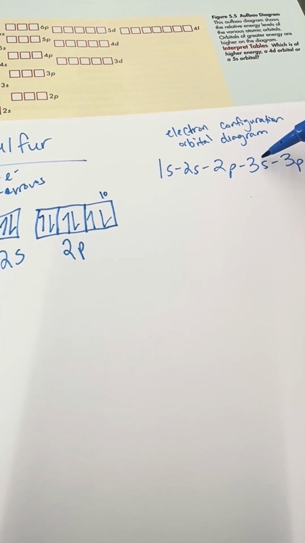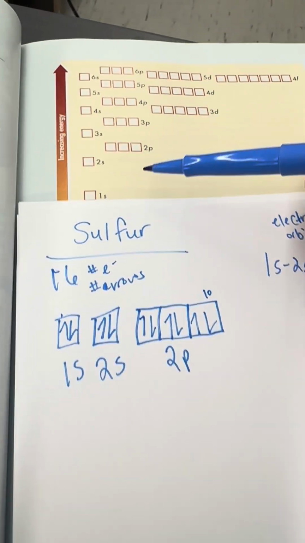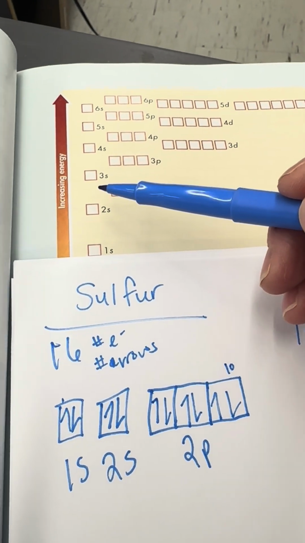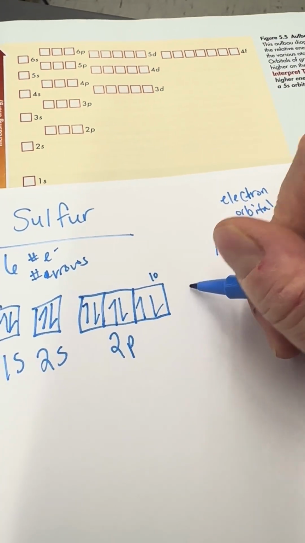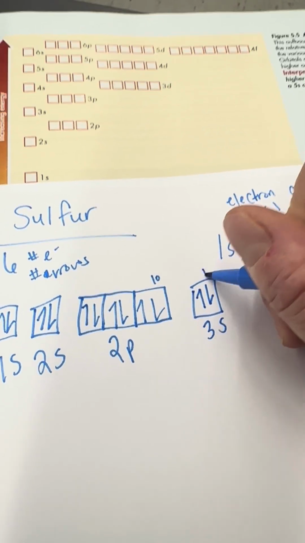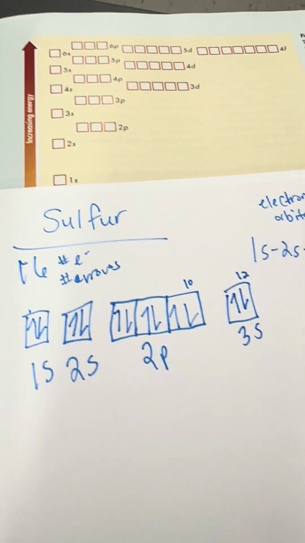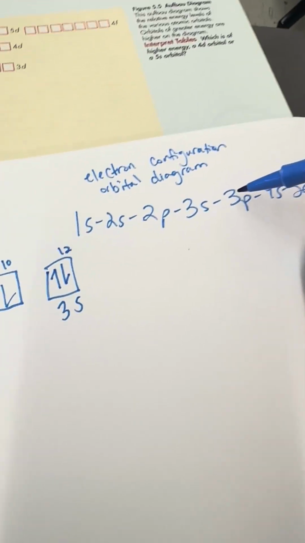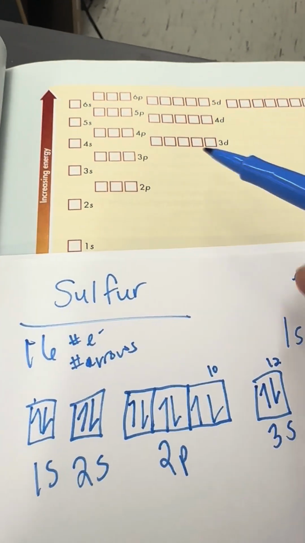So after 2p comes 3s. You'll work your way up the chart here. 3s is another single box. So 3s, one up, one down, that's 12. We still need 16. So after 3s, we're going to go to 3p. 3p is another group of 3 boxes.